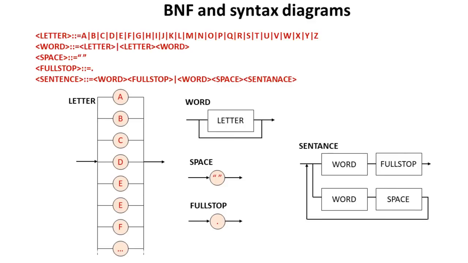Looking at a slightly more complex example, here's our BNF from earlier, and we're saying we want a sentence. So here we have a letter is defined as any single letter. There's our space, there's our full stop, and a word consists of any number of letters. And here we have the syntax diagram for a sentence. So a sentence equals either a word and a full stop, or a word and a space, and so on, and eventually a word and a full stop.